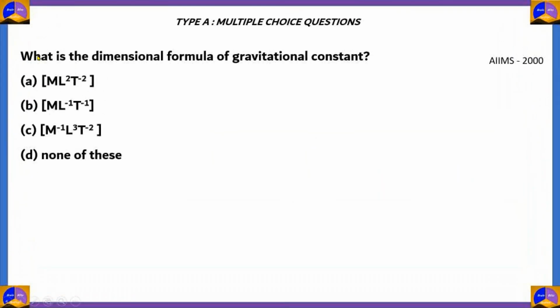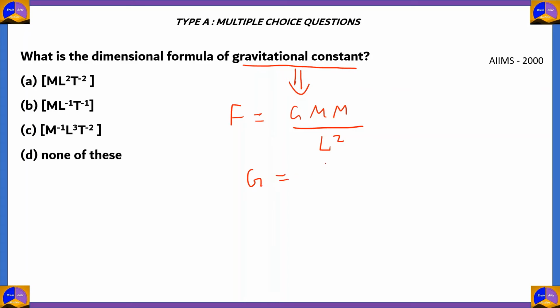Our next question. What is the dimensional formula of gravitational constant? So where have we used gravitational constant? In the formula for gravitational force, which is F is equal to G M M divided by L squared. L is similar to the radius because both are the same thing, length. So now we can write this in terms of G as G is equal to F L squared divided by M.